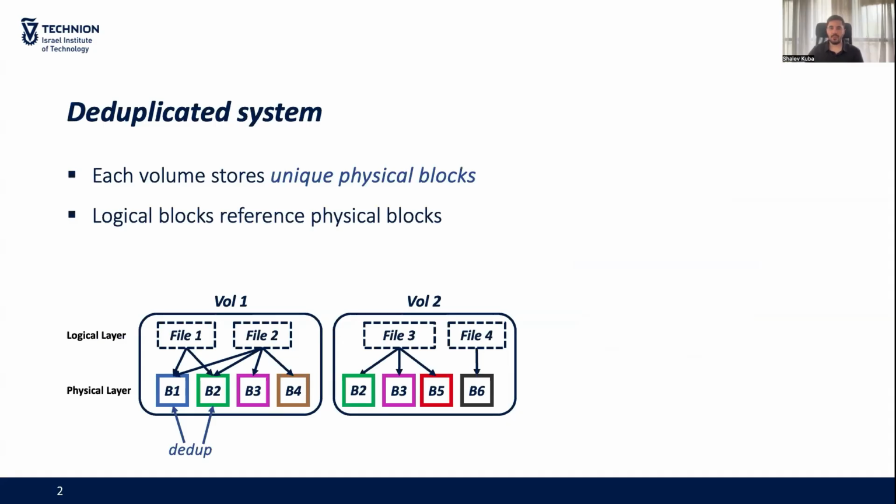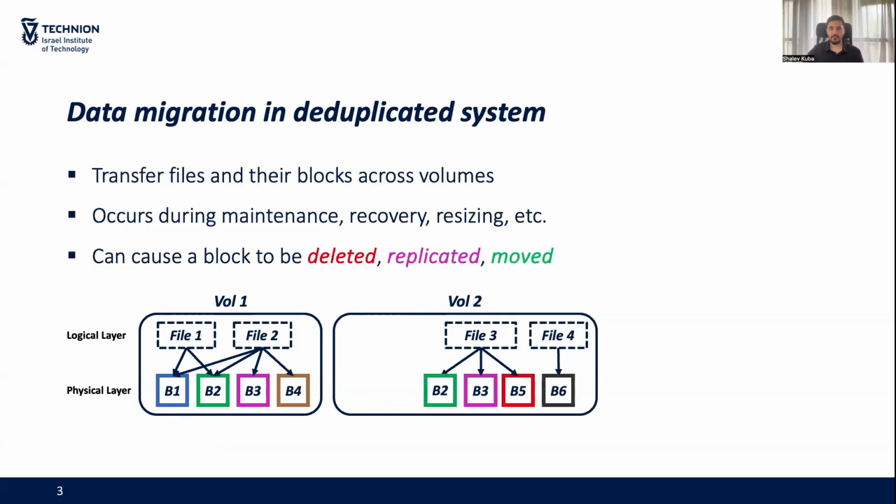Deduplication is a common technique in storage systems that saves space by keeping a single copy of duplicate blocks. Many systems apply it per volume rather than globally, so identical data is deduplicated only within a volume. In each volume, files hold logical references to unique blocks. Here, for example, blocks B1 and B2 are stored once in volume 1 and referenced by both file 1 and file 2. In our data migration model, migration moves files and their blocks across volumes.